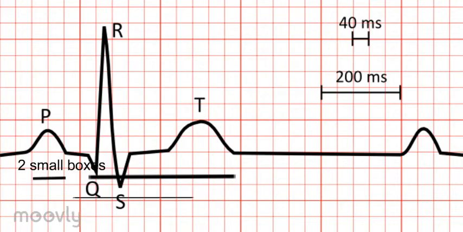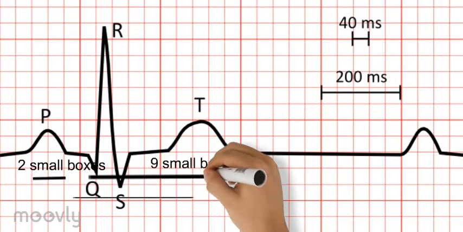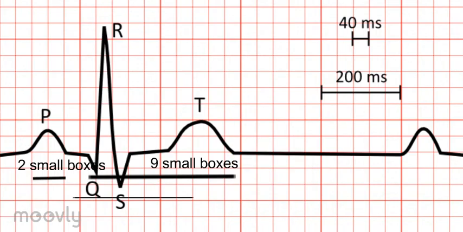Also, the QT interval of this individual is 9 small boxes, which will be 40 milliseconds times 9, which will be 360 milliseconds. We know that for a normal individual, the QT interval should be less than or equal to 440 to 460. That means this individual also has a normal QT interval.